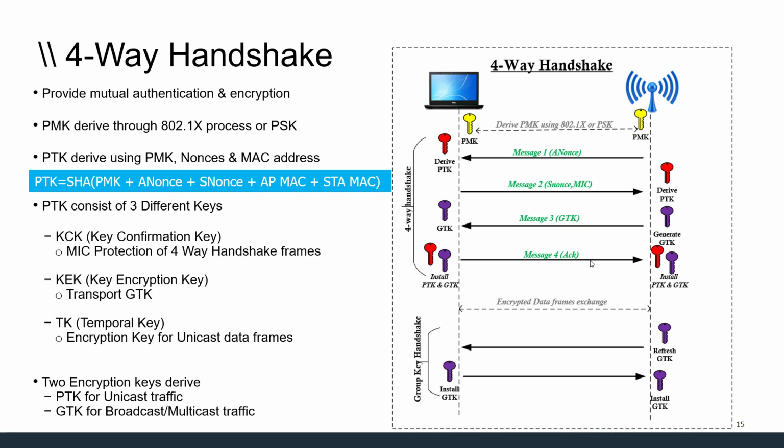So in message 3, before sending it, the AP generates the group temporal key, which is the key used for broadcast data traffic encryption. In that way, it is generated by the authenticator and it will be included in message 3. In message 3, this information is going in an encrypted fashion, because now both sides have the KEK, which is the key encryption key. So then traffic can be encrypted.